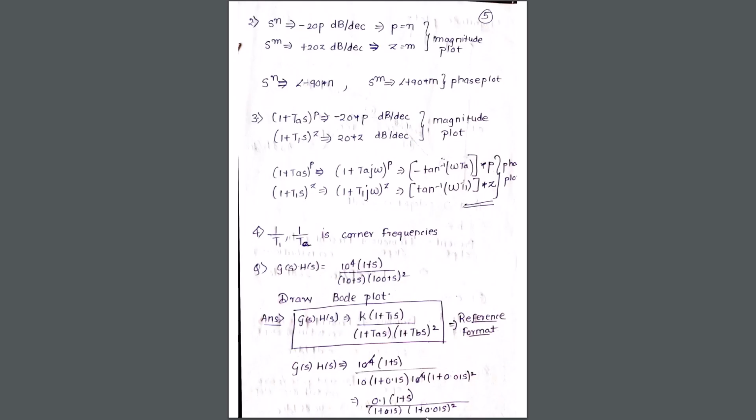Next, for after 100 omega, previous is my 0. It's a flat thing. Plus my present. Present is what? 1 plus 0.01 into s the whole square. That is minus 20 into 2 is minus 40. That is minus 40 dB per decade. And try to find out the answer. In such a way you will get the magnitude plot. Again we'll solve another question wherein you will get a better understanding of the concept.